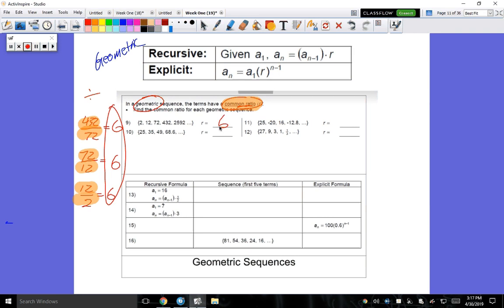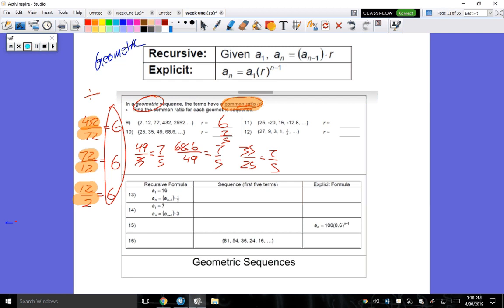What does it look like for 10? Well, if it's not obvious, you're going to have to go to these numbers and say 68.6 divided by 49. 49 divided by 35. And so on and so forth. And then 35 divided by 25. What does that common ratio look like? 7/5? Is that right? So 7/5, 7/5, 7/5. Common ratio 7/5.